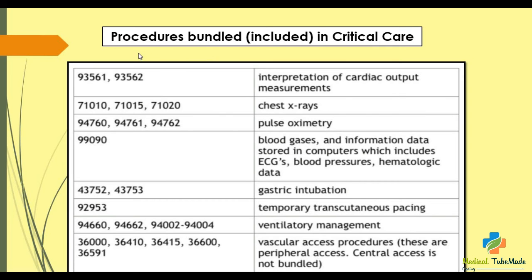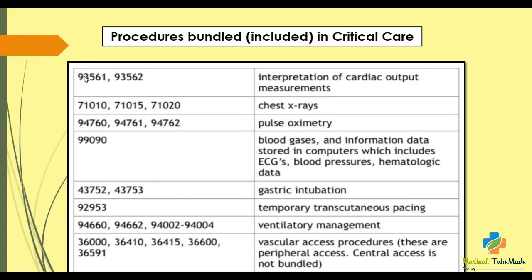The last one is procedures bundled and included in critical care. Here you can find in the first column the CPT codes and the next column is the description. The included services are interpretation of cardiac output measurement, chest x-ray, pulse oximetry, blood gases, ECG, blood pressure, hematologic data, gastric intubation, temporary transcutaneous pacing, ventilator management, then vascular access procedures. These are peripheral access; central access is not bundled. So here you can find the CPT codes. This is very clear. These are the bundled or included services in critical care.